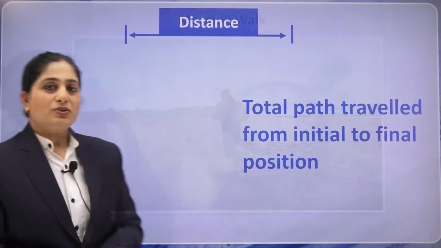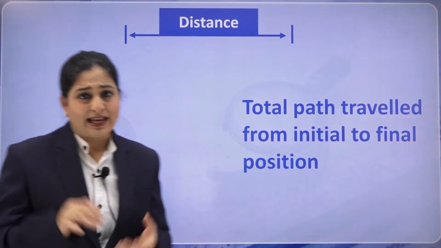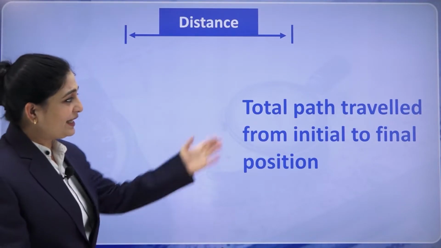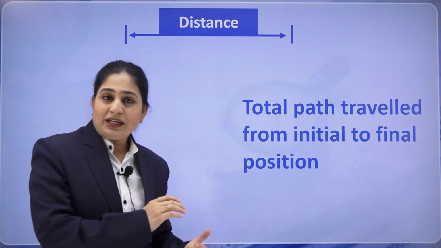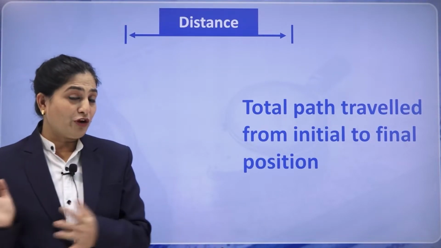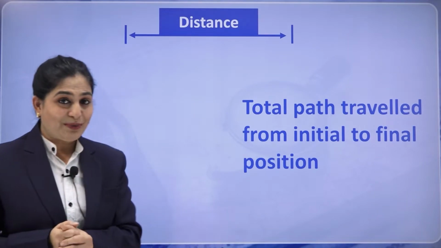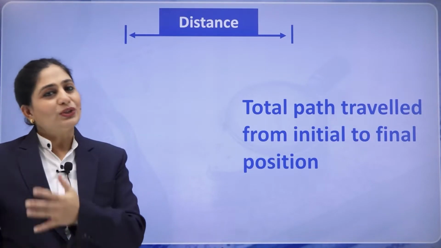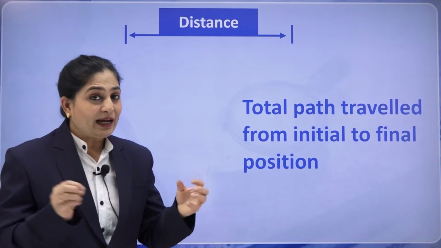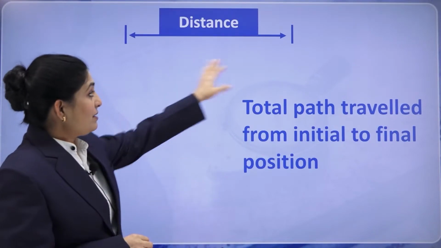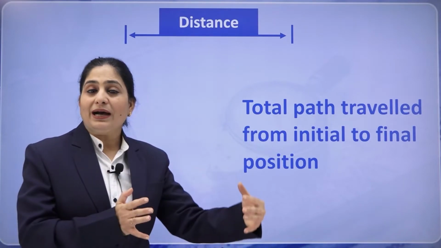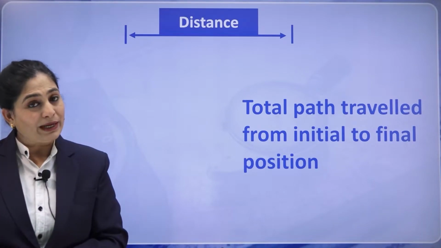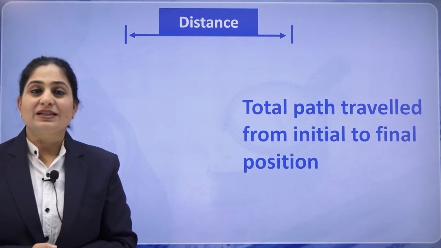Let's move further. Now there is something in your mind: the ma'am is saying distance again and again. What is distance? Distance is the total path covered from the initial to the final position. If you move from your home to school, home is your initial position and school is your final position. The total path covered is nothing but the distance. If you follow the same path coming back from school to home, the distance would be the same.